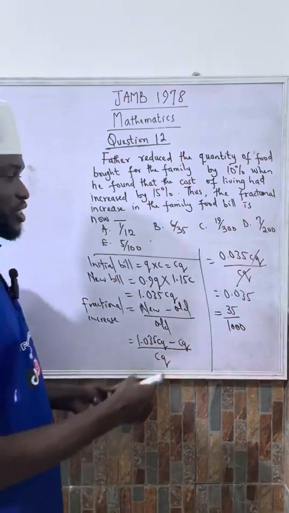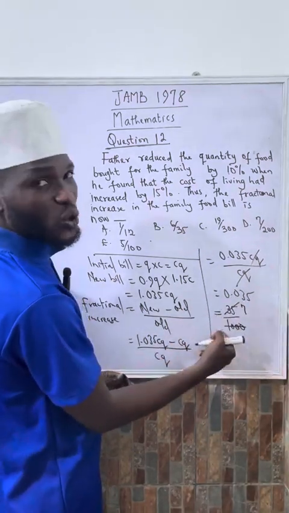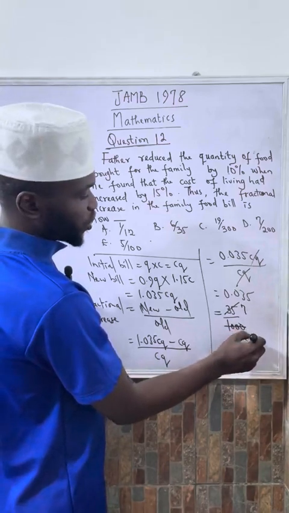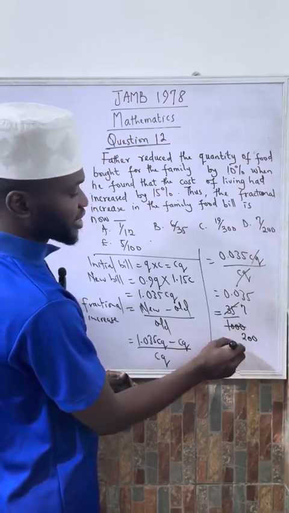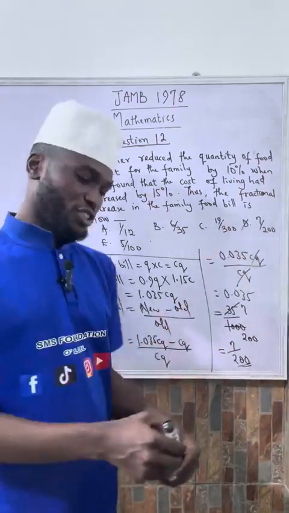Now I have to reduce this. Of course, 5 can go in 35 7 times, and 5 can go in 1000 200 times. So my final answer will be 7 over 200. Check the options. Option D is the best.